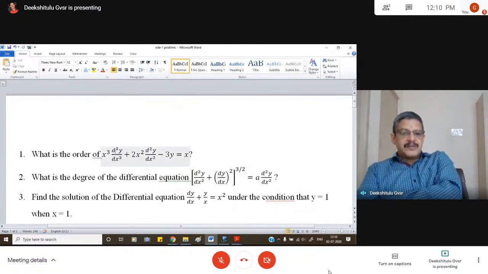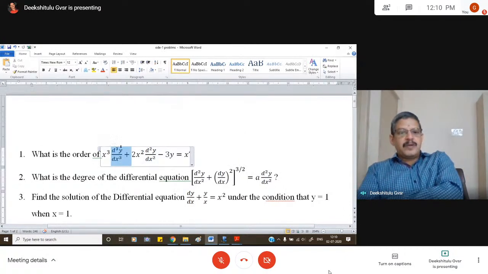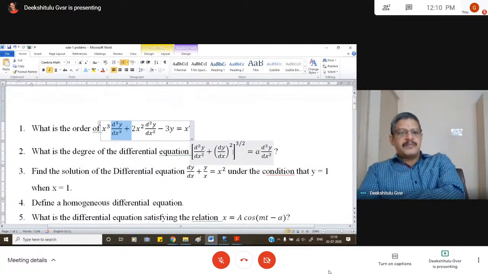Clearly, the order of the differential equation means the highest derivative that is available, that is d cube y by dx cube. What is the highest derivative? It's a third order derivative. So the order of the equation is 3. And what is the degree of the differential equation?